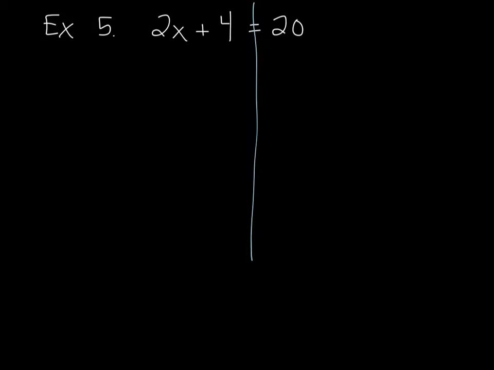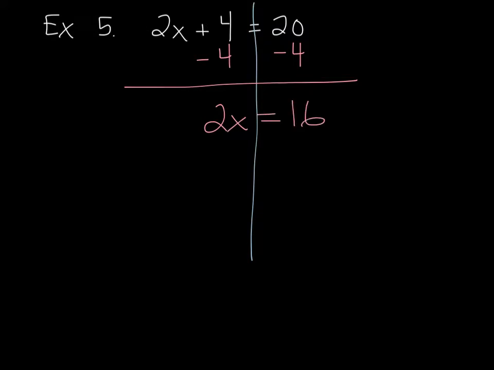So we've got to move that 4 to the opposite side first. That's our first step because that's not directly attached to the x. So then currently I'm going to have 2x is equal to 16. Now, just like the problems before, we need to divide off that 2 from both sides, and I would be left with x equals 8.